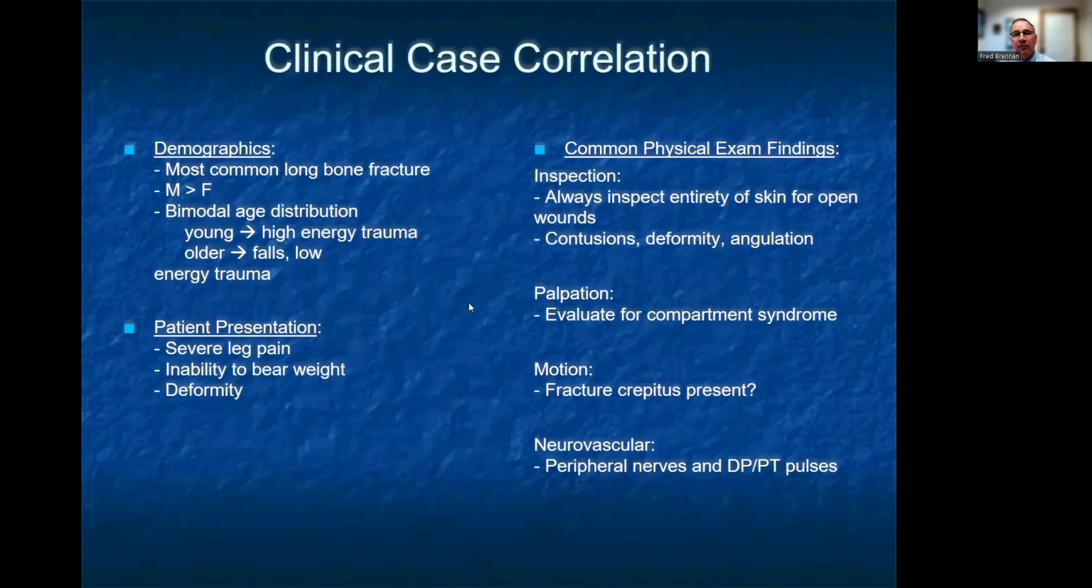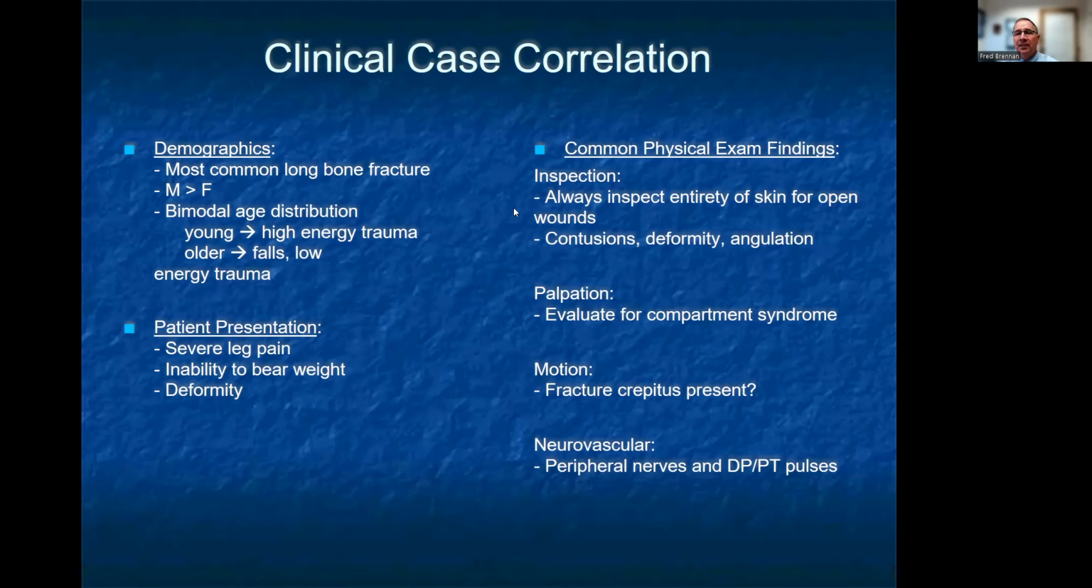So with these tibial plateau fractures, male more common than female, young usually it's associated with a high energy injury, older usually a fall. You want to inspect the entire length of the extremity from the knee down the tibial shaft, the fibular shaft to the ankle. Look for swelling. Inability to weight bear is always a red flag. Always think of a fracture if they can't weight bear.